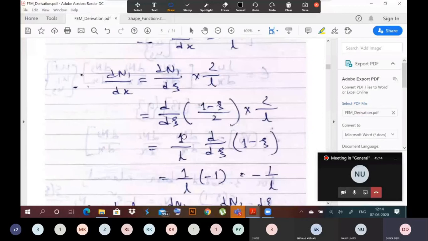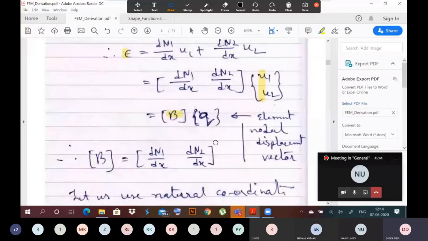Strain is not dependent on the position; it will be constant throughout the element. It is not dependent on the value of xi. Though you are asked to calculate the xi, using the xi you can find out the shape function. But strain is not a function of shape function, because strain is a function of B alone. B is a constant. It is a function of the nodal displacement. So therefore your strain will be constant throughout the element. It will not vary from one point to another point. It is not a function of xi for a two-noded bar element.